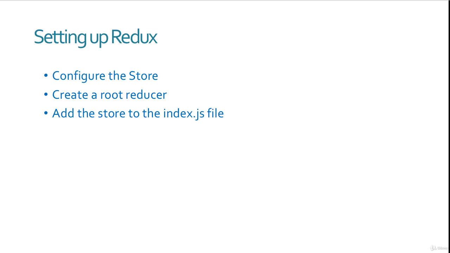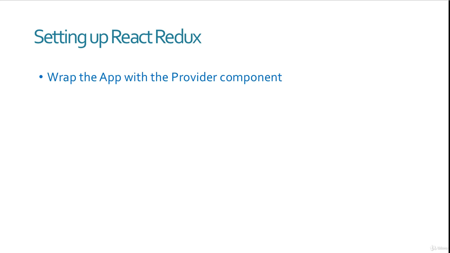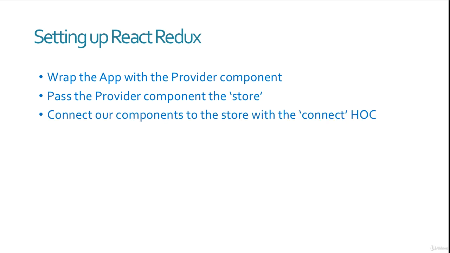So what we'll do is we'll set up Redux, we'll configure the store, we'll create the root reducer, we'll add the store to our index.js file, which is like the top of the tree of our application. And then we'll set up React Redux and wrap the app with the provider component that we get from React Redux. We'll pass the provider component the store, which we will configure. And then we'll connect our components to the store with the connect higher order component that we get from React Redux.